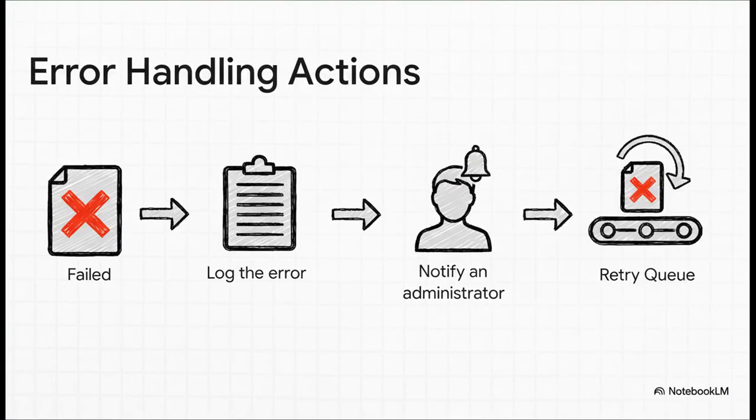So what do you do with all this detailed error information? You take action. First, you log it. You absolutely need a record of what went wrong. Second, you can automatically notify someone, like a system admin, that a record needs a human to look at it. And third, and this is for more advanced systems, you can even add the failed record, along with the reason it failed, to a special queue to be fixed and retried later.